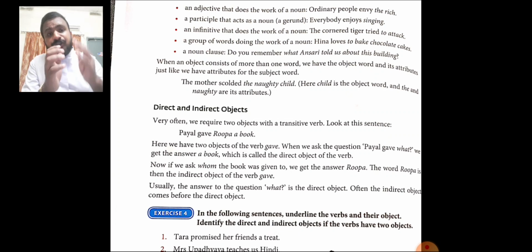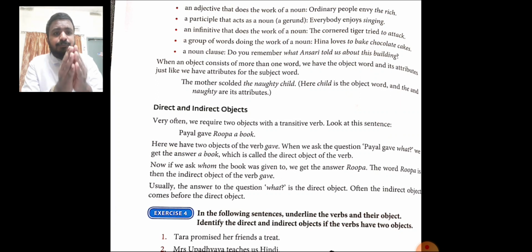Now, in order to get the indirect object, we need to ask the question whom. For example, to whom was the book given? We get the answer Rupa. So, Rupa is the indirect object. So, for the direct object, we ask the question what. For the indirect object, we ask the question whom.